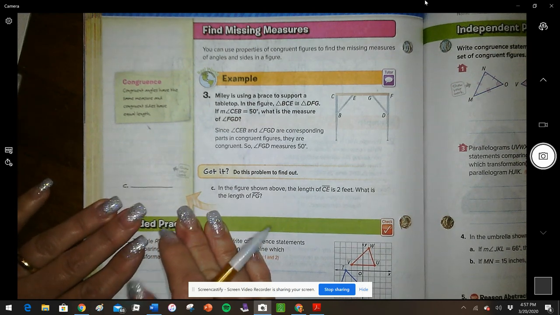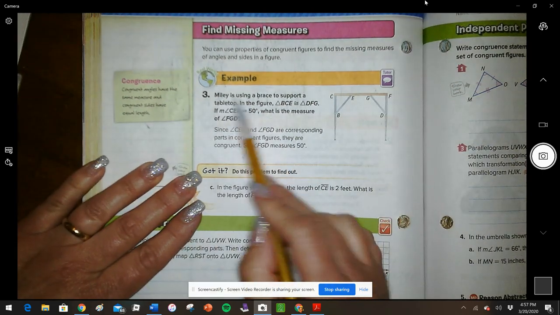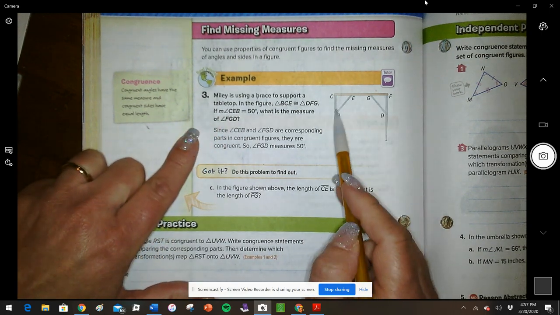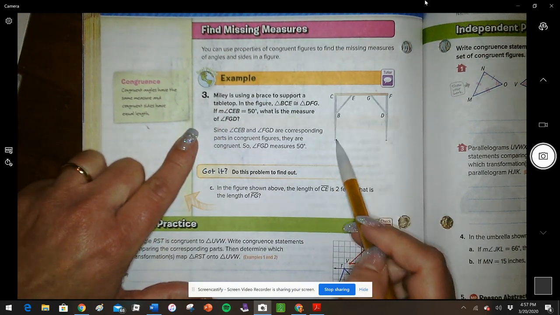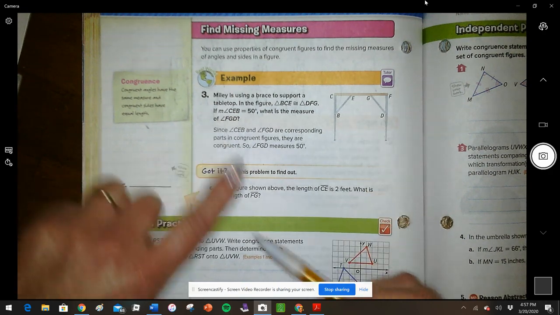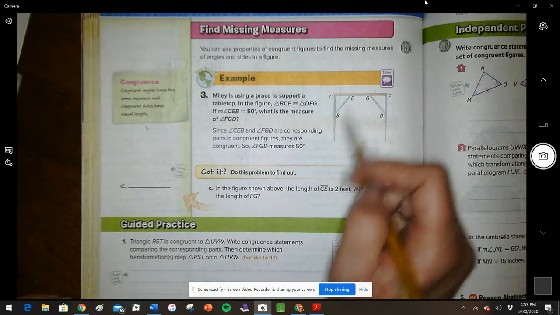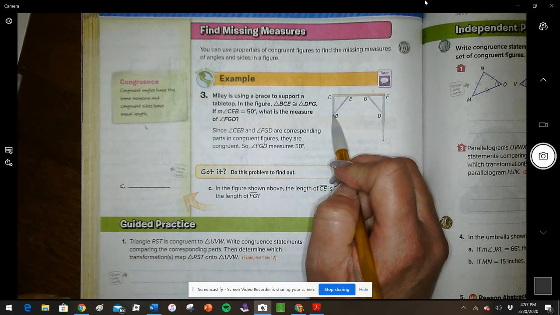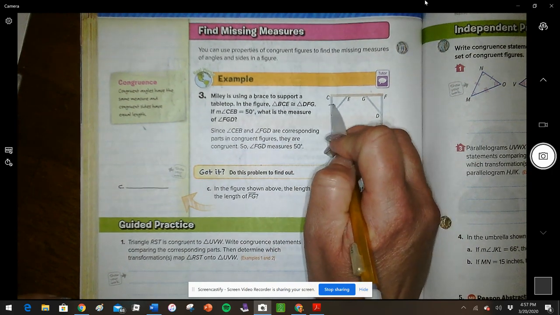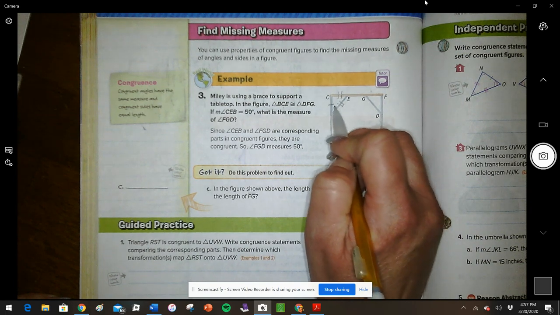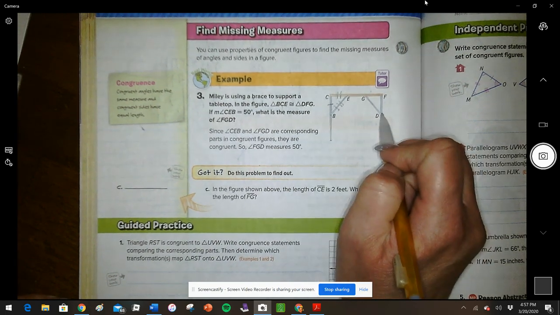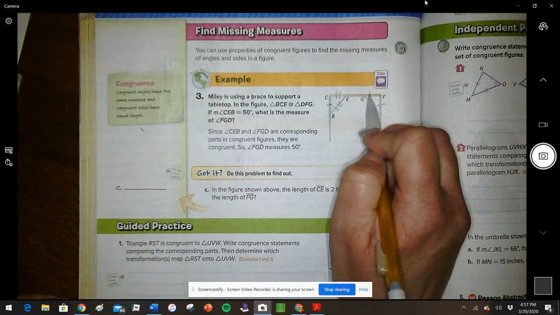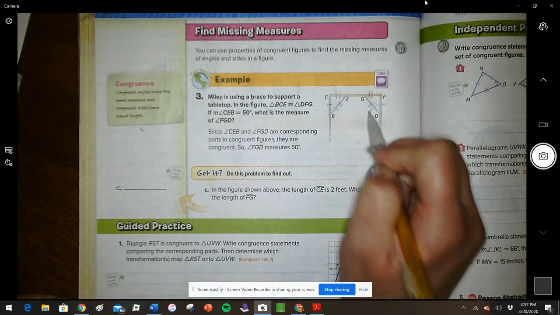Okay. So let's see, Miley is using a brace to support a tabletop. So this is a table. These look like the braces underneath, right? These are the legs of the table and then the braces underneath. And it says in the figure triangle BCE, so B, C, E. So I'm going to go ahead and mark it 1, 2, 3 is congruent to DFG, or D to F to G. So 1, 2, 3.